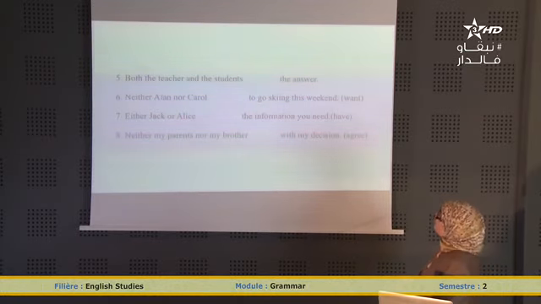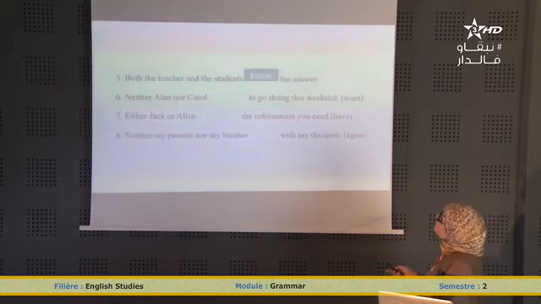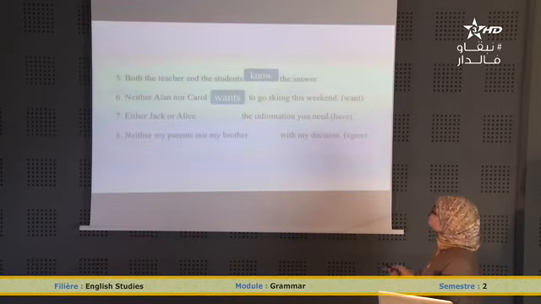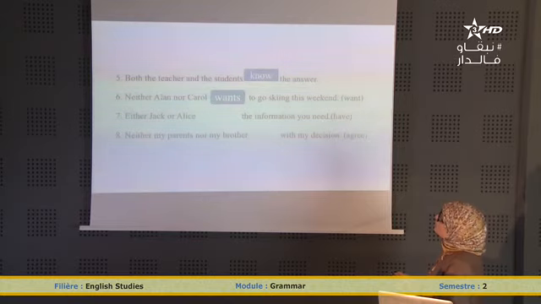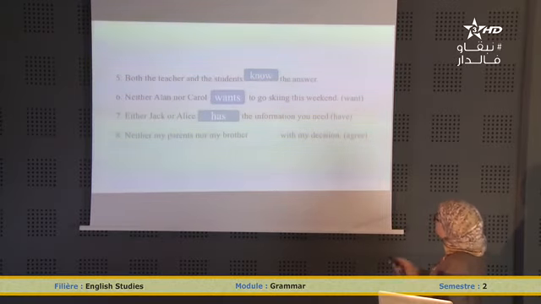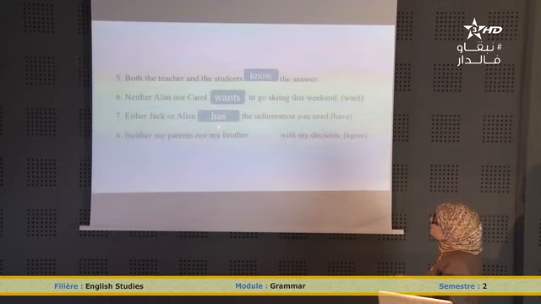Both the teacher and the students, remember what we said about both and. When we have this and they connect two subjects, the verb is always in the plural. Number six, neither Alan nor Carol wants to go skiing this weekend. Now here, again, Carol is singular, so we have wants. Number 7, either Jack or Alice has the information you need. What we have here again is Alice, then we have has.